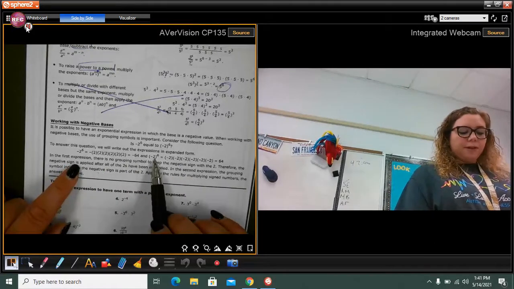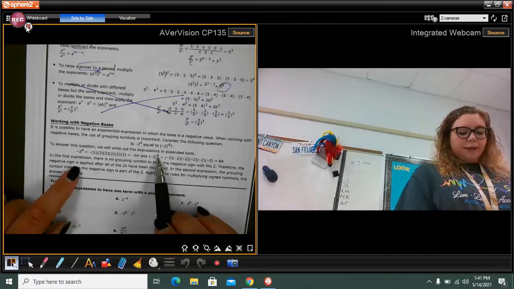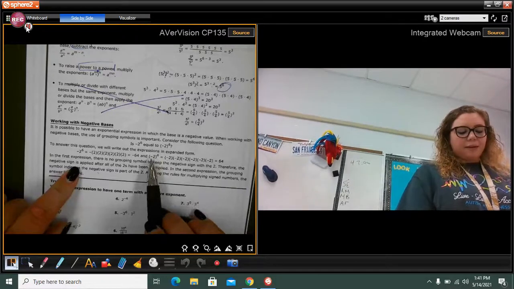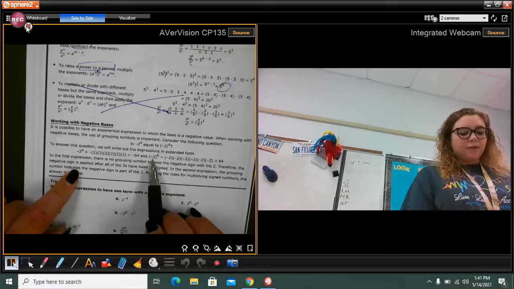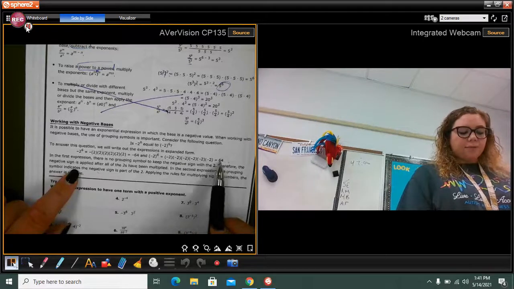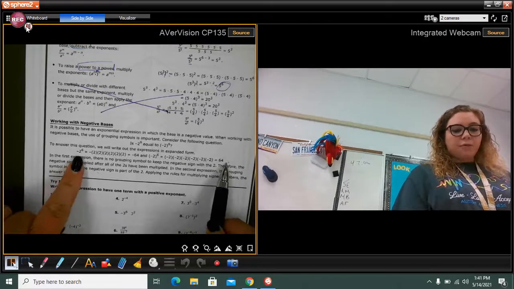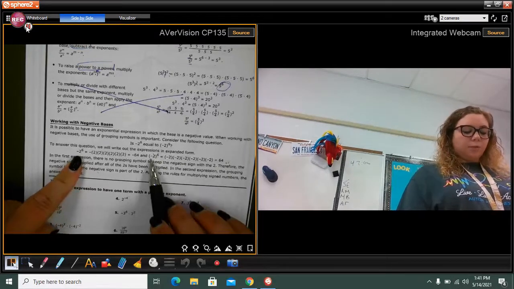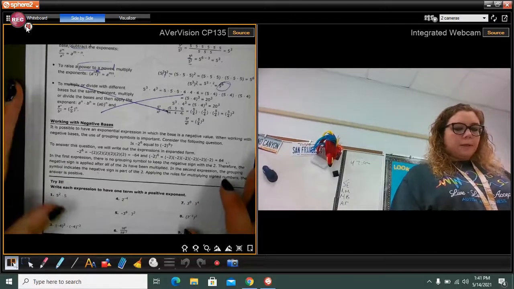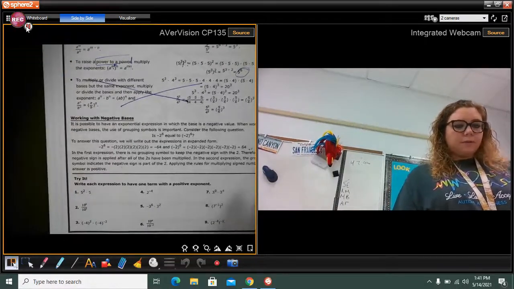But if I have parentheses, okay, this 6 applies to everything in the parentheses. So I'm going to have 6 factors of negative 2. I get a positive 64. So they are different, so really pay attention to your parentheses. Okay? Let's go do some practice problems.